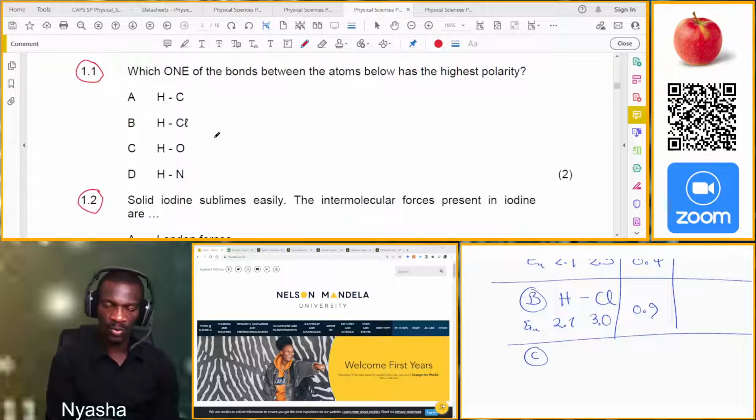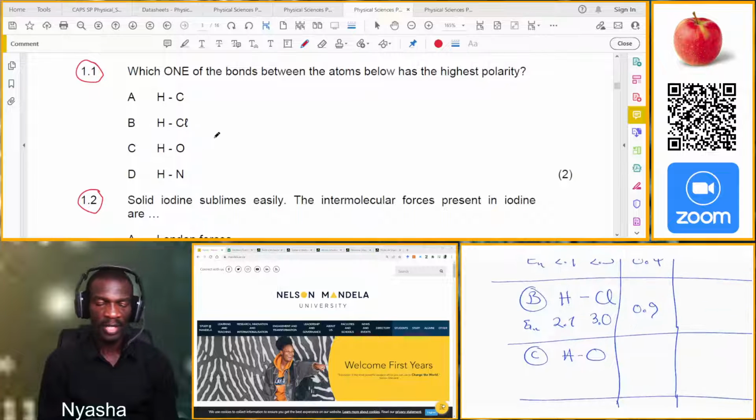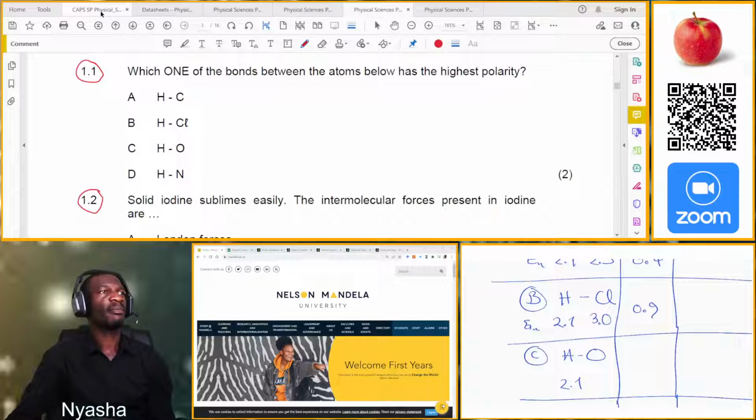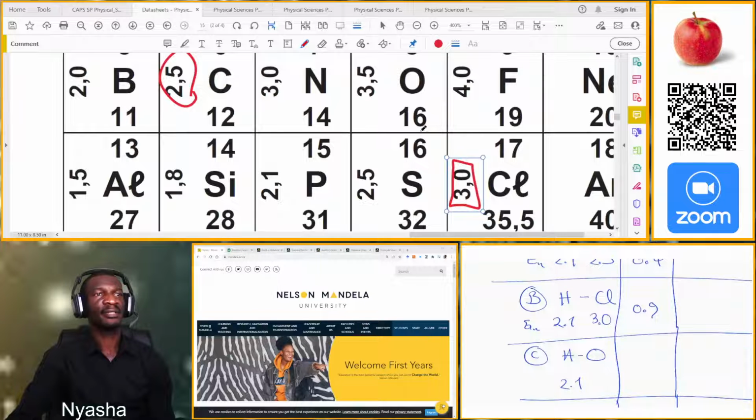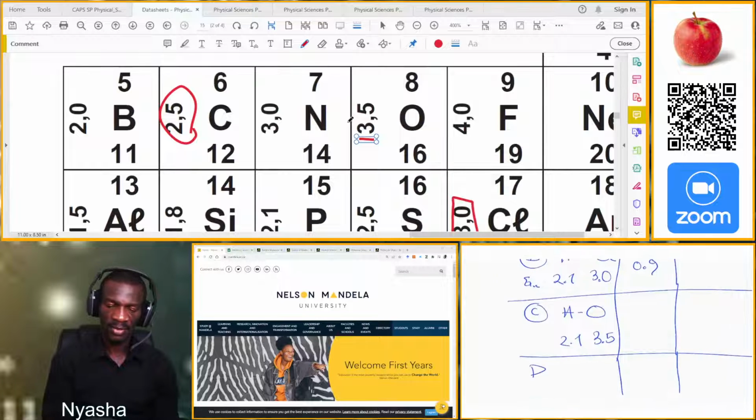C is HO. And we're still continuing up to D. H is still a 2.1. How about oxygen? Oxygen is a 3.5. So our difference, 3.5 minus 2.1. What are you getting? Then the last one, D.